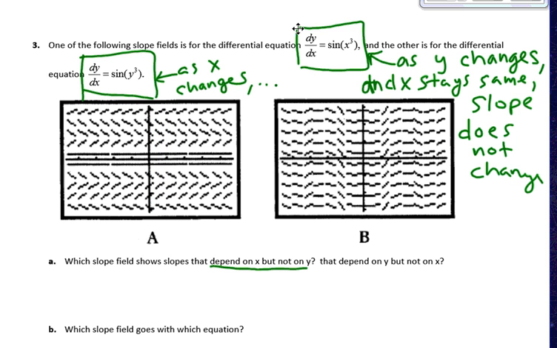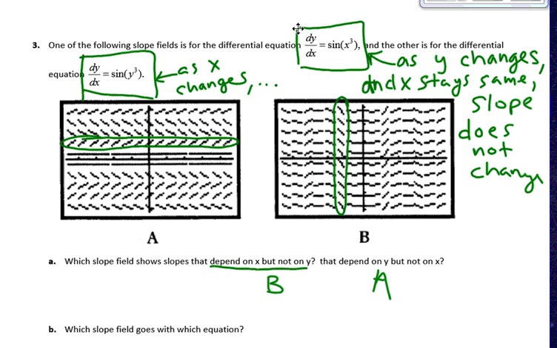But if I look at part B and I look up and down, as y changes and x stays the same, my slope is staying the same. So B is depending on x, but not on y. And then if you look at A, as x changes but y does not change, my slopes are staying the same. So that's dependent on y, not on x. Okay. So that's another way to look for it.